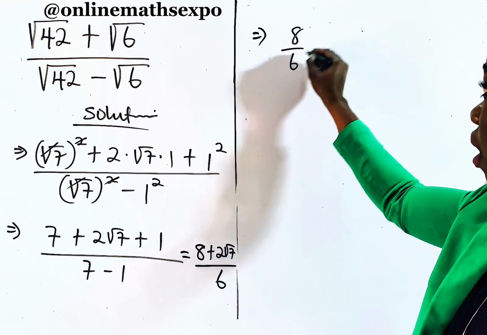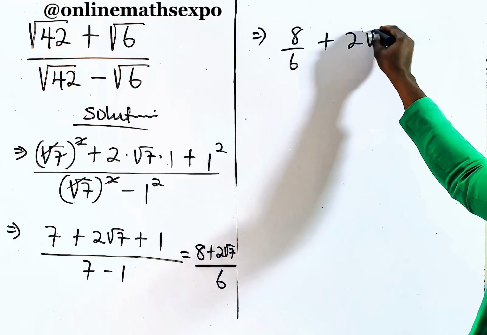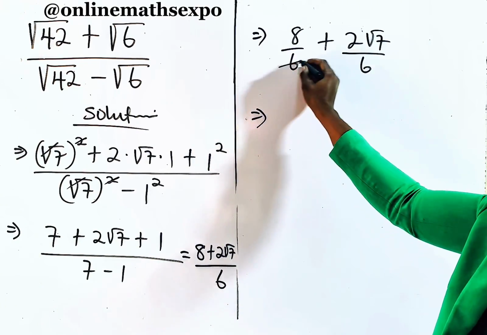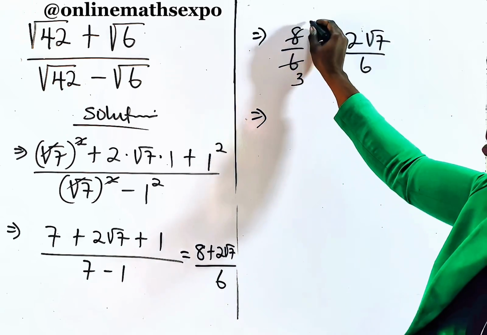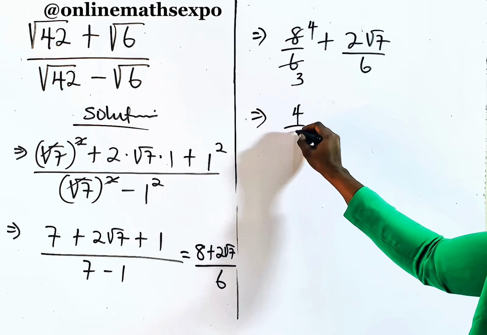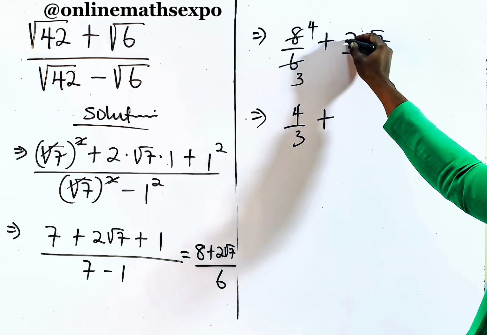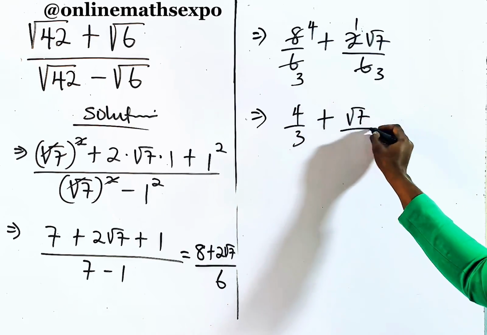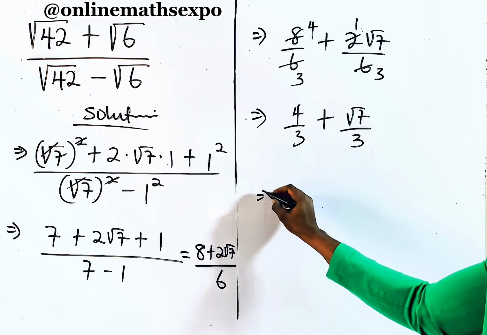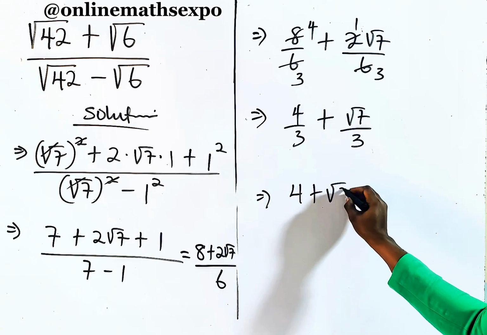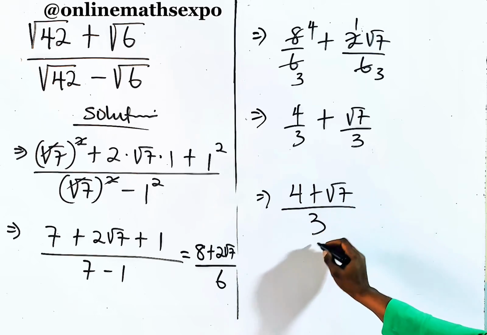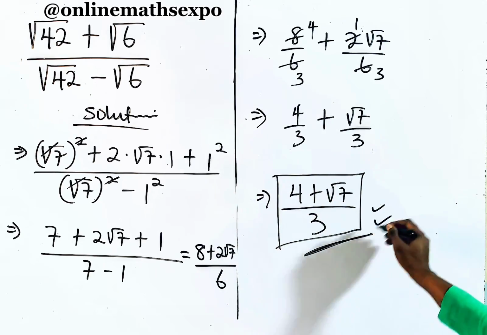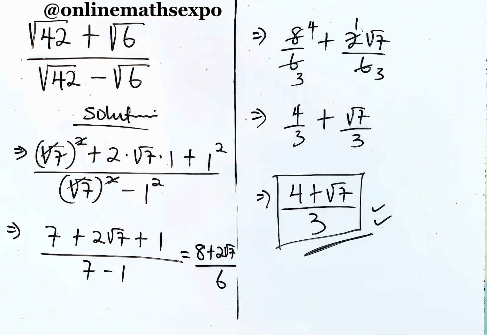Keep simplifying. 8 divided by 6 plus 2 root 7 divided by 6. And that gives us 2 here gives us 3 and 2 here gives us 4. So we have 4 over 3 plus root 7 over 3. So this is the same as 4 plus root 7 divided by 3. And that gives us the simplified form of this radical expression.